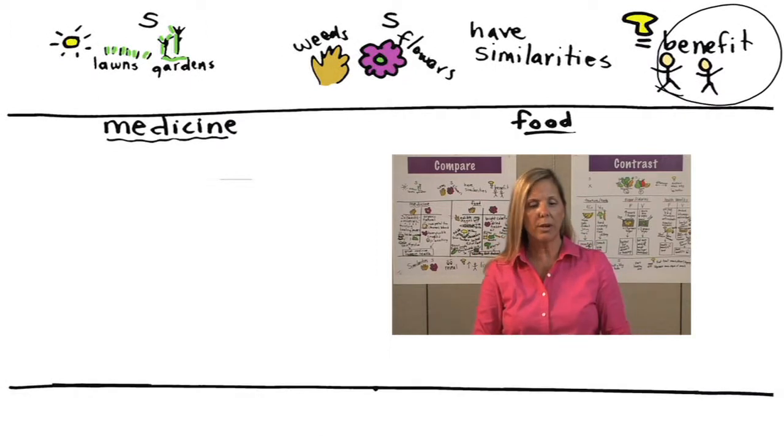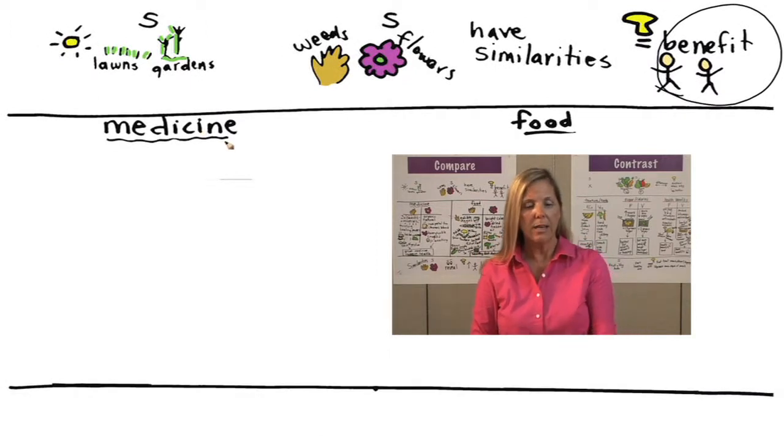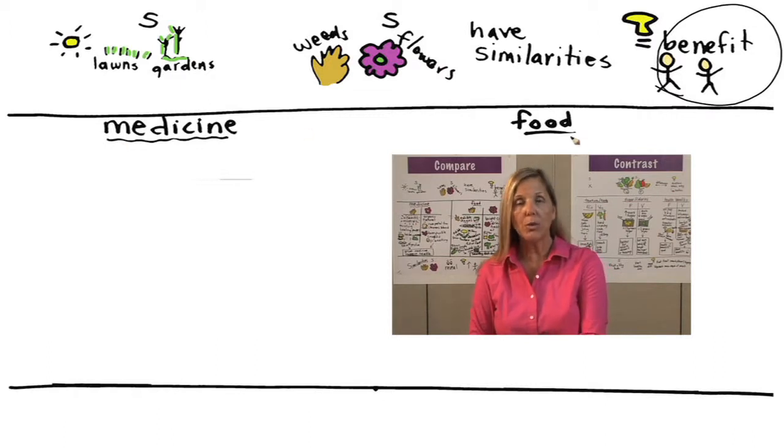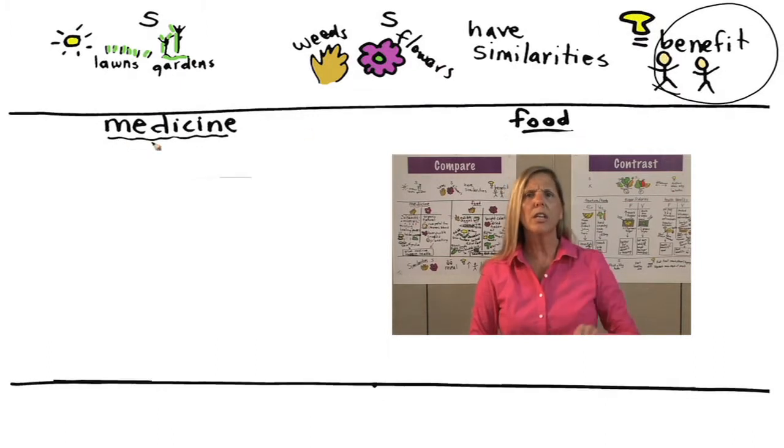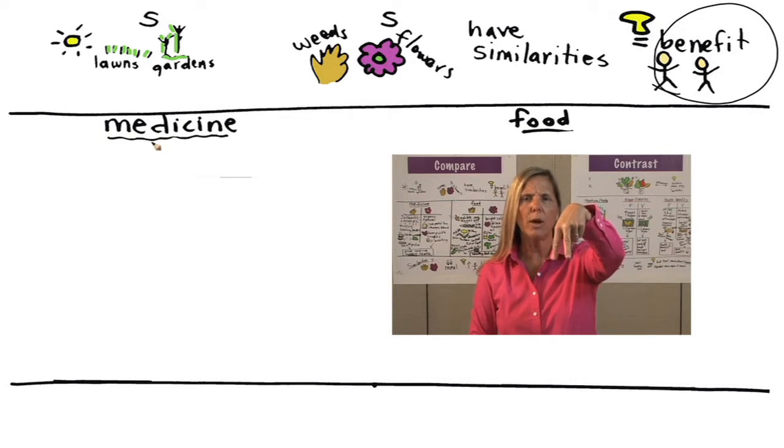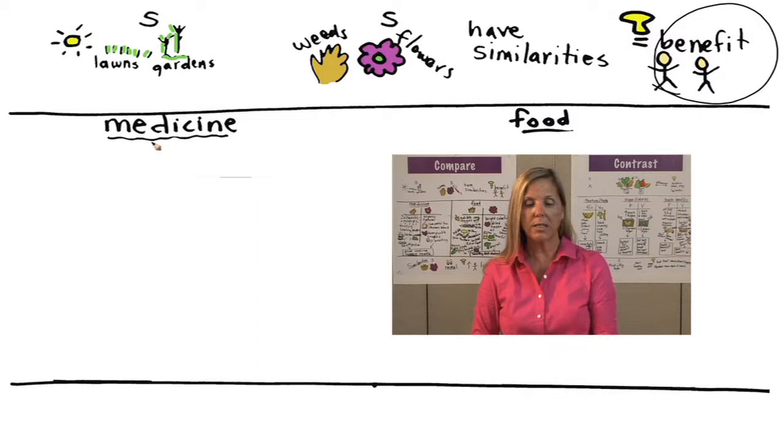And as we went through our information, we saw that both can be used as medicines and both can be used as food. We looked at medicine and food. So how many attributes do we have? 2. We went and we put medicine and food on our organizer. We're going to go back and make sure that we are focused and on target.